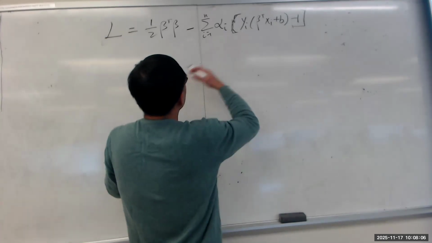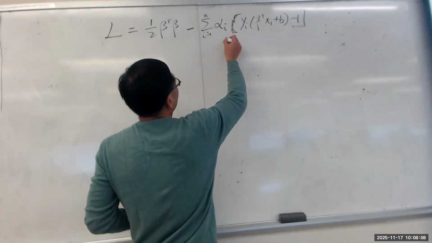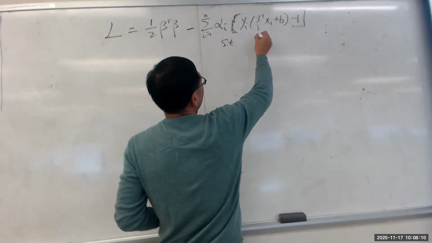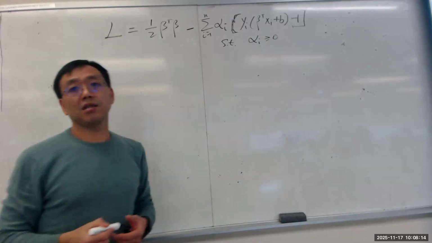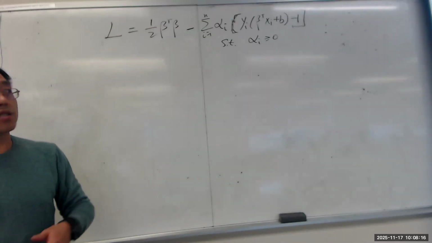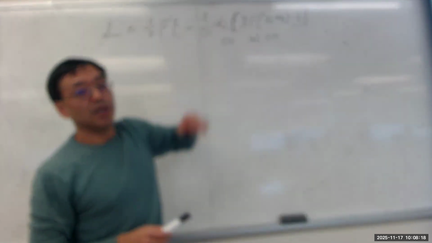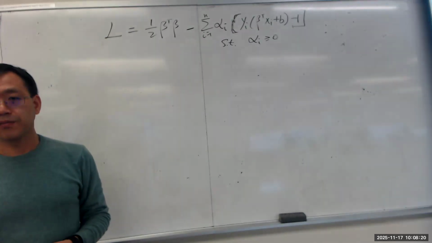Now this is subject to the constraint that alpha i is bigger than or equal to 0, because your Lagrange multiplier has to be positive.